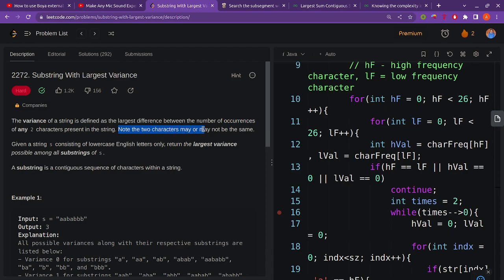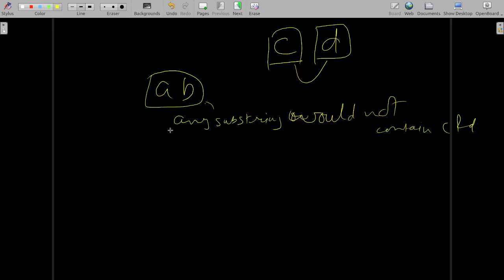Note that two characters may or may not be the same. So it's not necessary that in the pair we are considering, the first and the second character are different. You can also take the first character A and the second character A. In this case the variance would be occurrences of A which is 1 minus occurrences of again A which is 1, and subtracting that would give us 0.